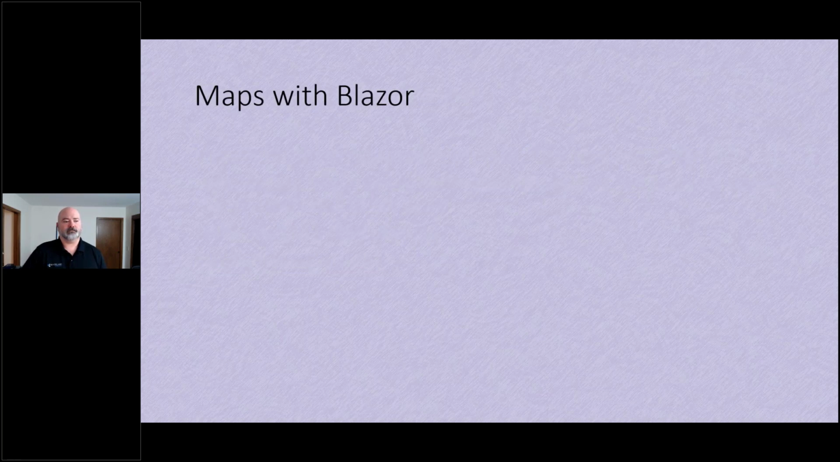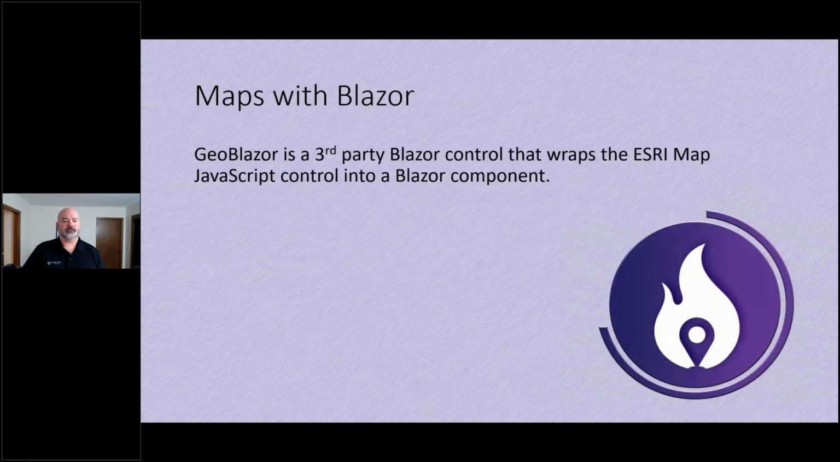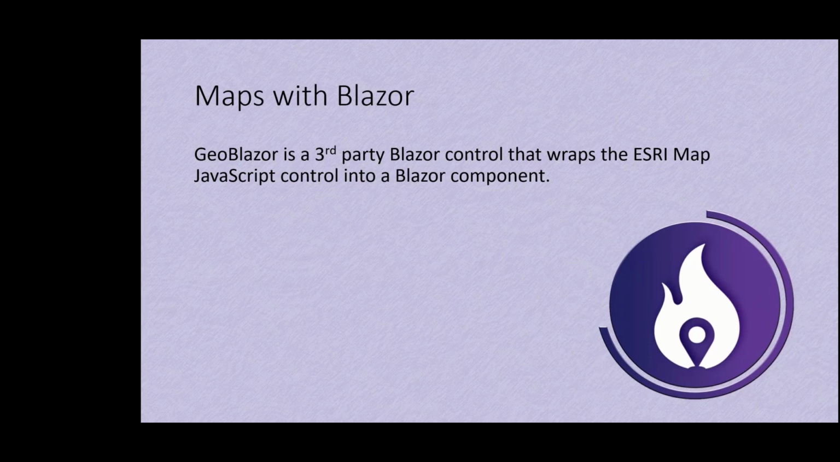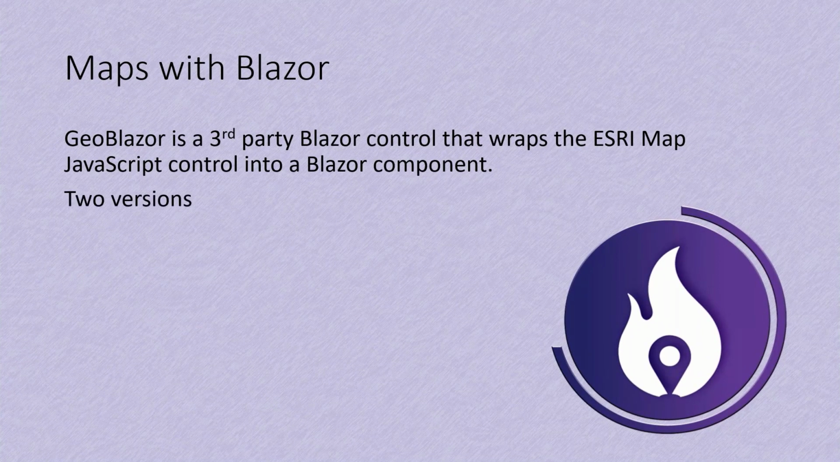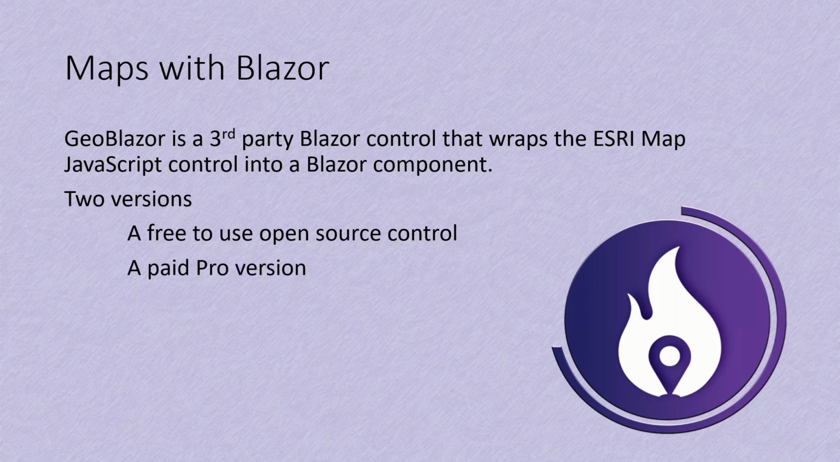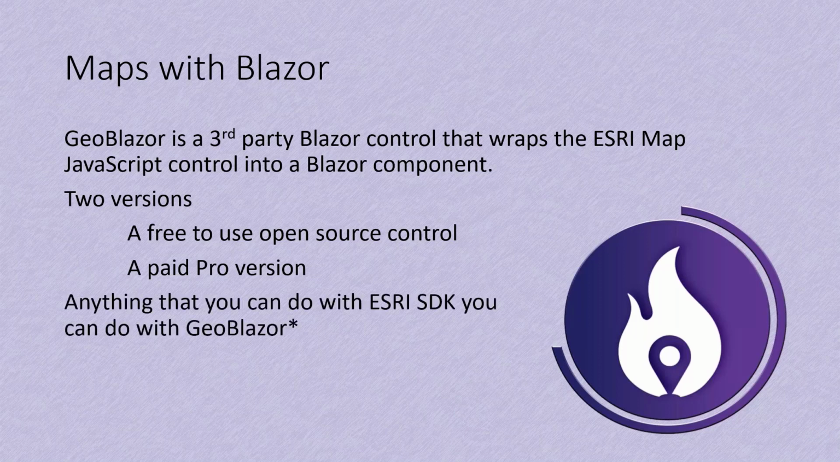So doing maps with Blazor, pretty straightforward. It's a third-party control. They wrap the Esri map control into a Blazor component. The company was formed by a couple of ex-Esri developers, so they know the product inside and out. Right now, there are two versions. There's a free-to-use open source control that came out roughly a year ago, I believe. Last fall, a paid pro version became available.